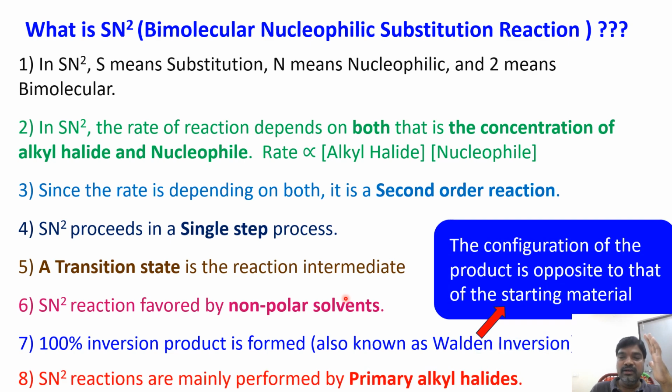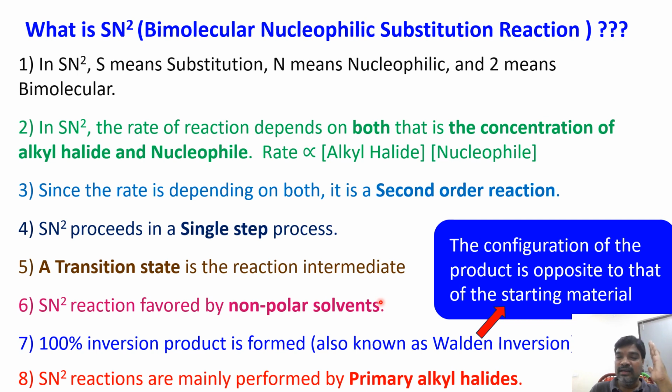If the configuration of the product is opposite to that of the starting material, it is called inversion product. If the configuration of the product is similar to that of the starting material, it is called retention product. In SN2 reaction mechanism, 100% inversion product is formed, but in SN1 reaction, 50% retention and 50% inversion product is formed.